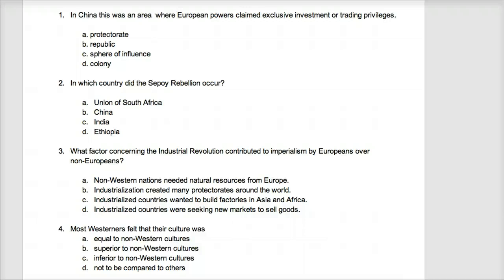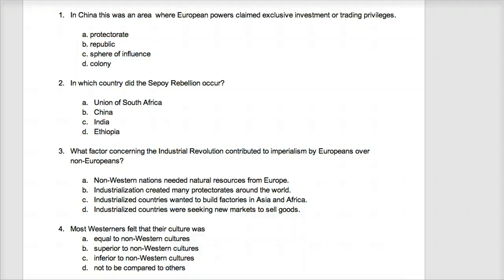A. Union of South Africa. B. China. C. India. Or D. Ethiopia. Question 3. What factors concerning the Industrial Revolution contributed to imperialism by Europeans over non-Europeans?